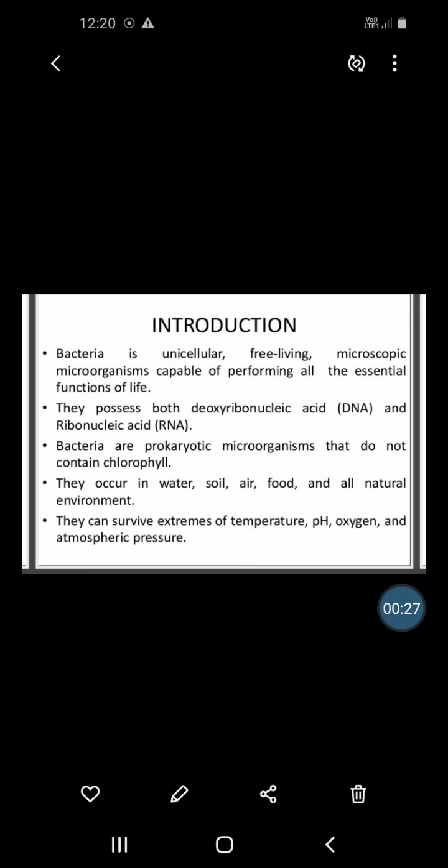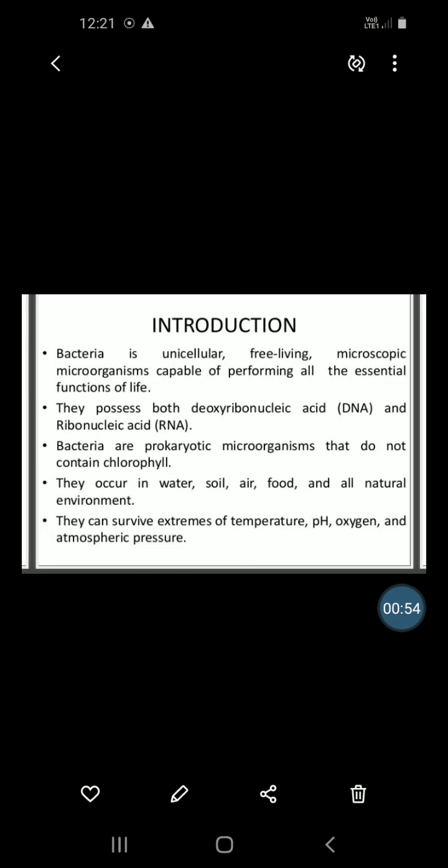Bacteria are unicellular, free living, microscopic microorganisms which are capable of performing all the essential functions of life. Yes, what is the definition of bacteria? These are unicellular, free living, microscopic microorganisms capable of performing all essential functions of life.